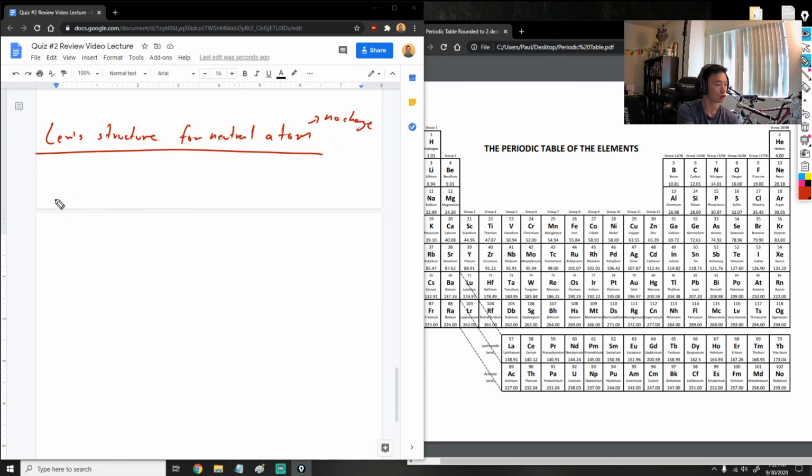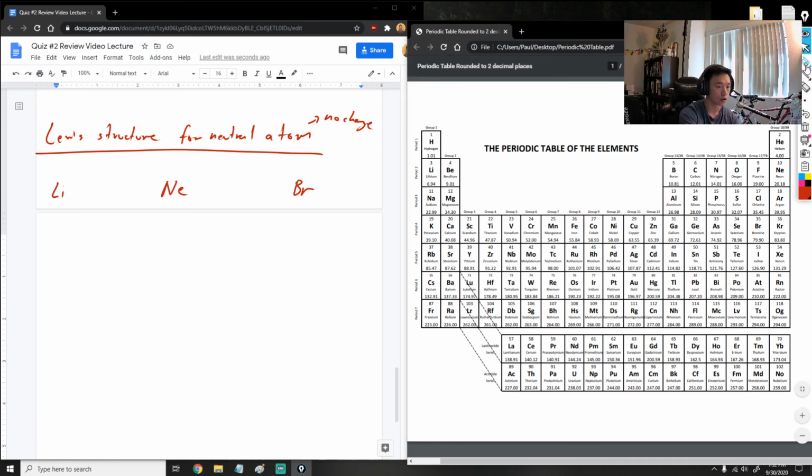So if I asked you, hey, draw the Lewis structure for Li, no charge, or draw the Lewis structure for Ne, if you notice there's no charge, or draw the Lewis structure for Br, and if you notice there's no charge. All that you need to do is just count the boxes in the row that they're in, and that's going to give you the Lewis structure. So what do I mean by that? If you look at Li, Li is the first box in this row, right? Rows go side to side. It's the first box. Since it's the first box, for Li, the Lewis structure is just one dot.